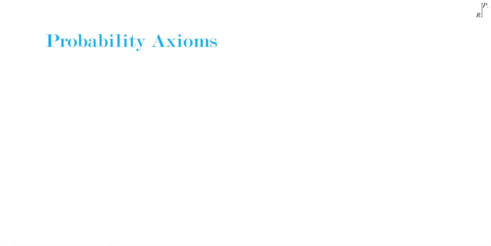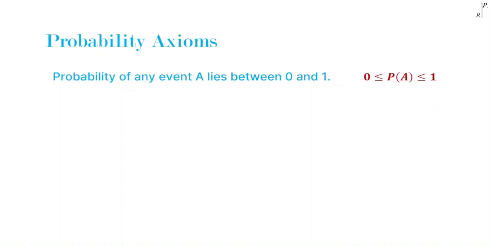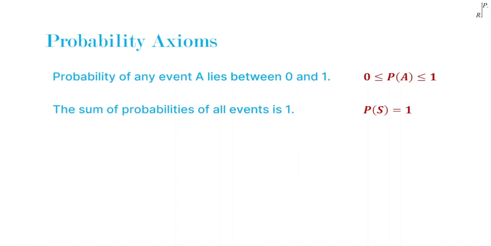Next, we will discuss the probability axioms. Axioms are statements that are assumed to be true and therefore do not require any proof. In probability, we have 3 common axioms. The first one is that probability of any event A lies between 0 and 1. The next one is that the sum of probabilities of all the events is equal to 1.